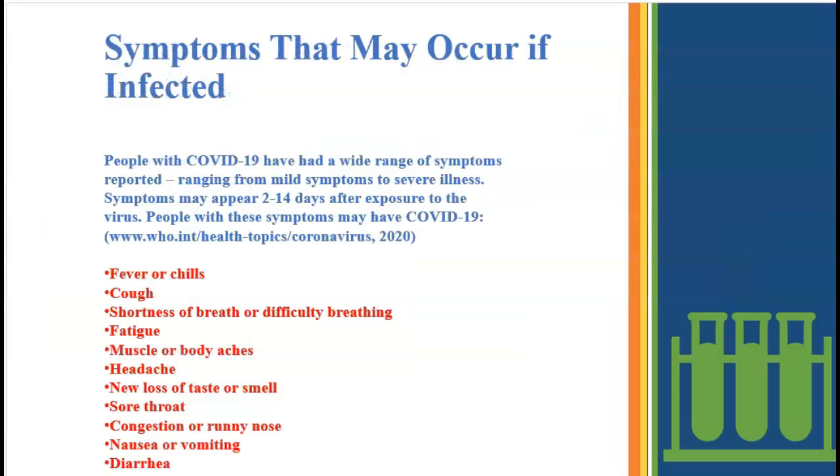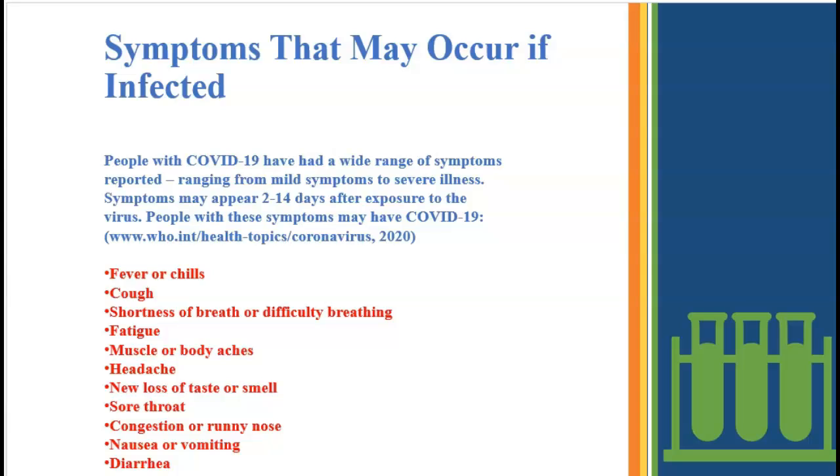Symptoms that may occur if infected can vary, but due to age, the physical state of the person, and chronic illnesses, all of these things play a part in symptoms and how the person's body will respond if they are in fact infected with the COVID-19 virus.